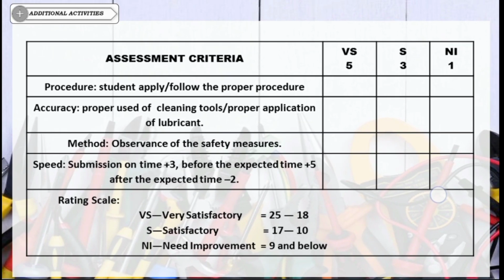To evaluate your performance task class, please be guided ng ating rubrics na ito para matulungan kayo kung saan kayo kailangan mag-focus. Okay? So for the assessment criteria, we have the procedure, we have the accuracy, we have the method, and speed. So, i-evaluate natin sila base sa criteria natin, and then we have the points: very satisfactory is 5 points, satisfactory is 3 points, and needs improvement is 1 point. So, yan po yung ating magiging guide para perfectly ma-perform natin yung ating performance task.